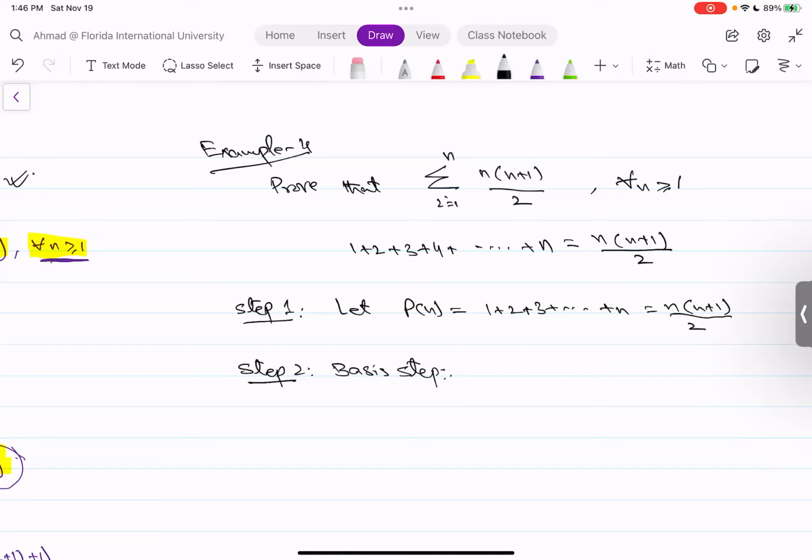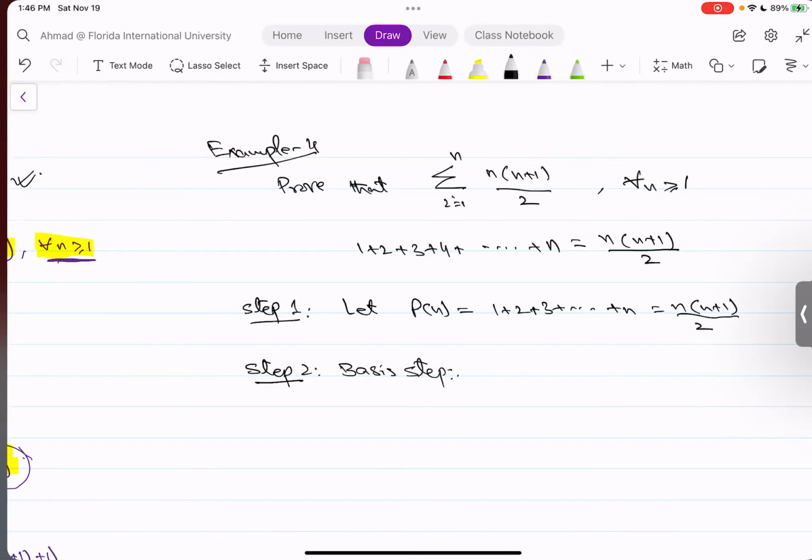Again, once again, it may change, but luckily in all the examples that we are doing, it is going to be 1. But you will see there are many. We shall see one example with different n values as well. So the basis step is when n is equal to 1.